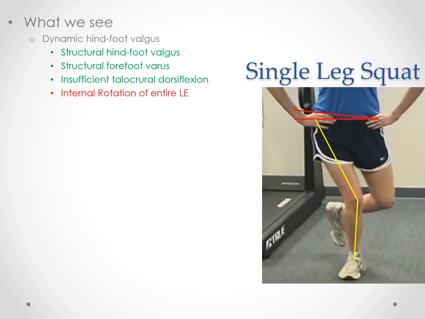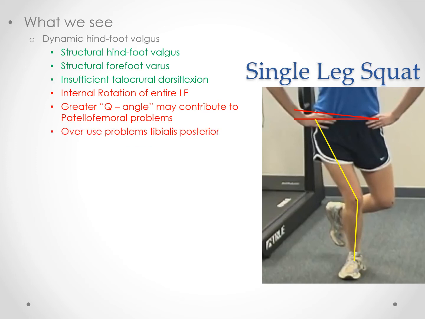So that can cause the movement abnormality, as seen in red font, of internal rotation of the whole lower extremity, which can contribute to a greater Q angle and contribute to the problems that we've described in the last slide, as well as problems related to control of the medial ankle and lower leg, such as overuse problems of the tibialis posterior, overloading of the connective tissue of the midfoot.